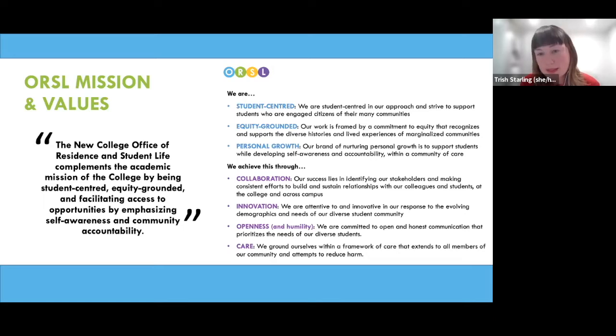And then one thing that I think is very important to everyone in our office is really thinking about a practice of care and a community of care, and ensuring that we want to practice care with all of the members of our community, and really trying to reduce harm as best as we can.